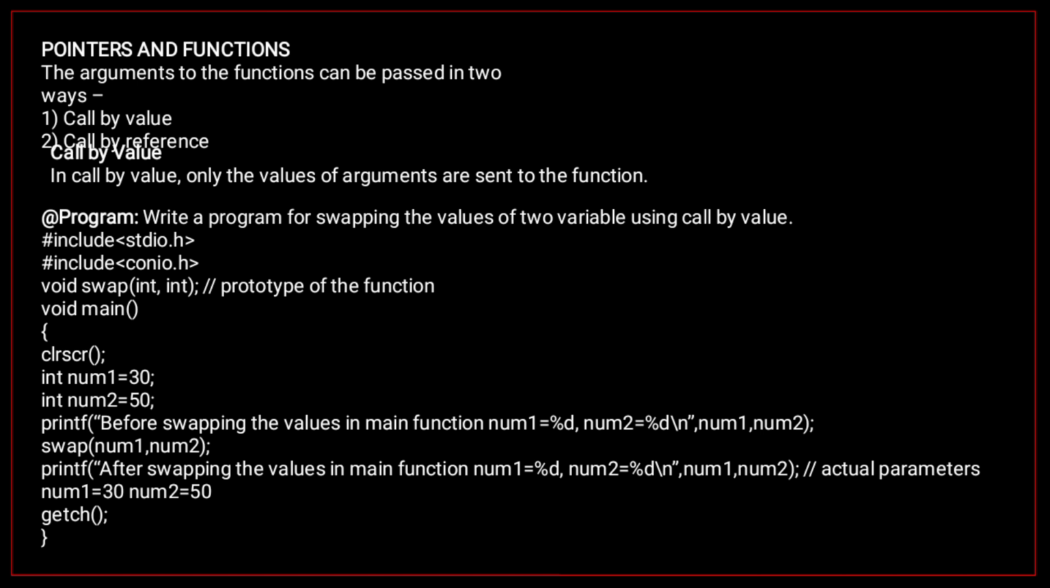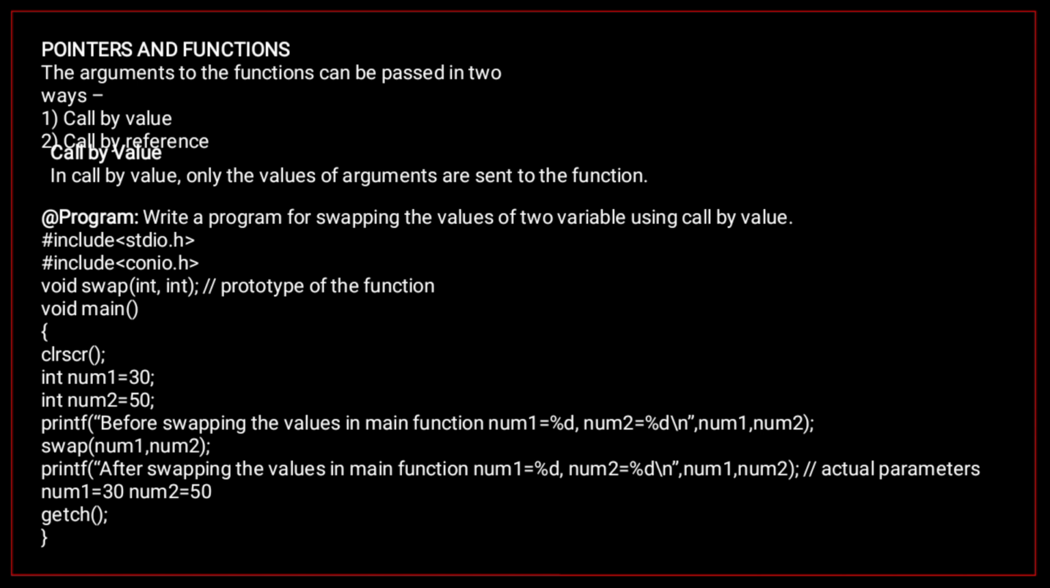Now in call by value, only the values of arguments are sent to the function. The value of the actual parameter cannot be modified by the formal parameter. In call by value, different memory is allocated for actual and formal parameters, since the value of the actual parameter is copied into the formal parameter. The actual parameter is the argument which is used in the function call, whereas the formal parameter is the argument which is used in the function definition.